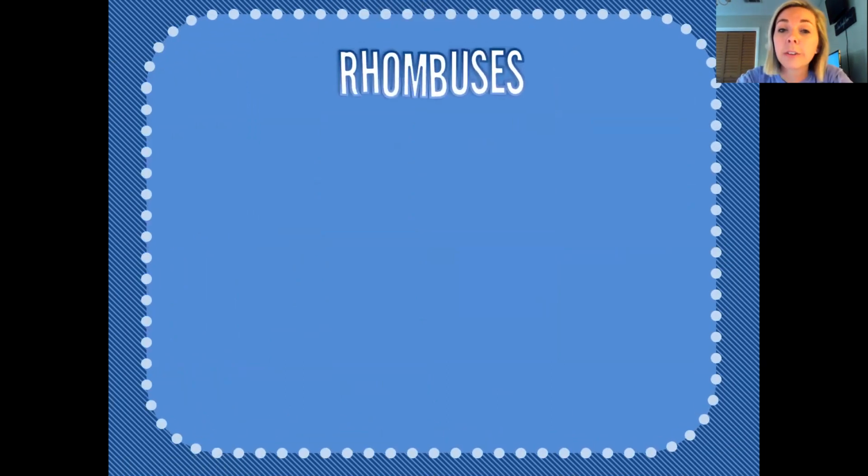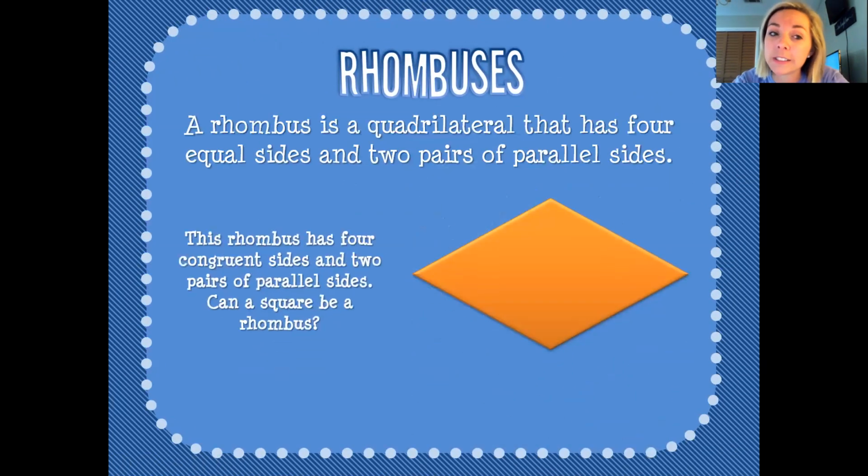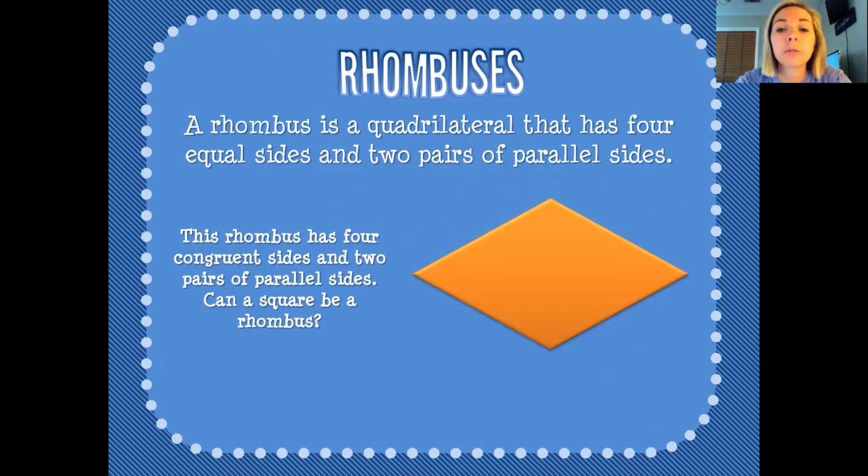All right, so here's our 3 new shapes for today. So this is a fun word to say. It's rhombuses. So a rhombus is a quadrilateral because it has 4 sides and it has 4 angles. But look at what it says. It says that it has 4 equal sides and 2 pair of parallel lines.